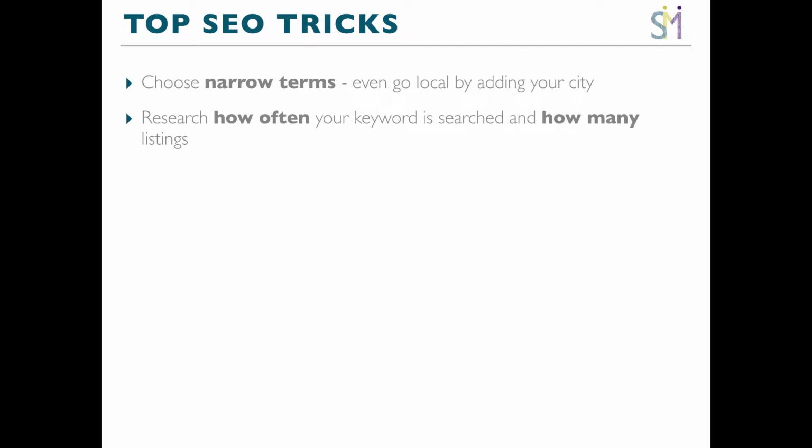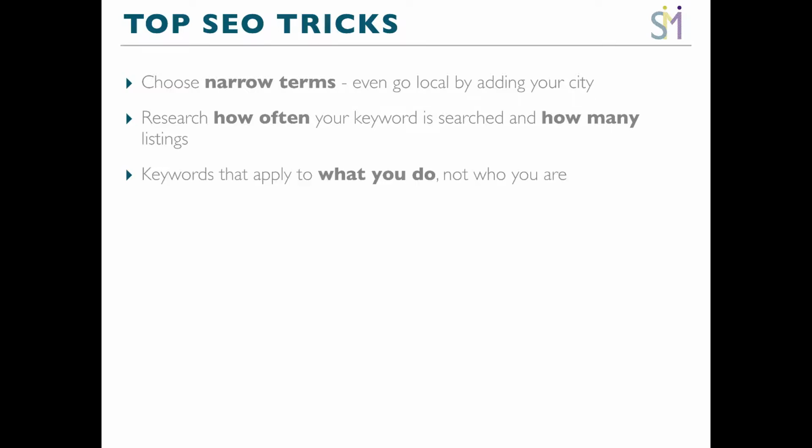Let's research then how often your keyword is searched and how many listings there are. How many listings there are gets back to the competition. So what you want is keywords that are searched for very frequently, but that very few listings actually hit. So you have very low competition but high search value, which is great. That's another thing that you want to keep in mind when you're trying to figure out what keywords to use. And I will show you how to use a tool that will help you figure that out easily.